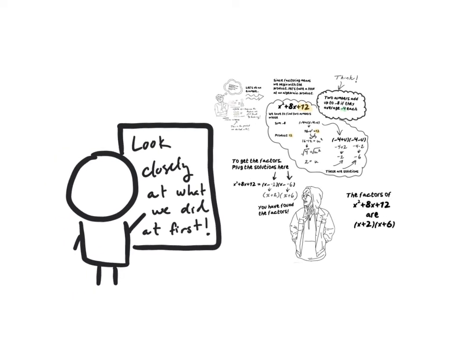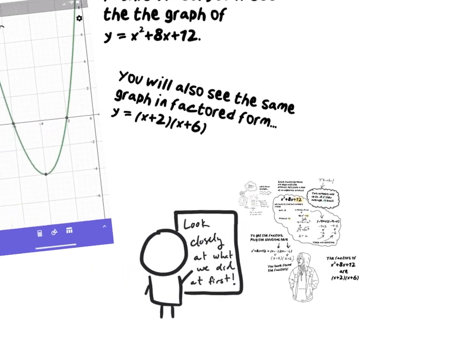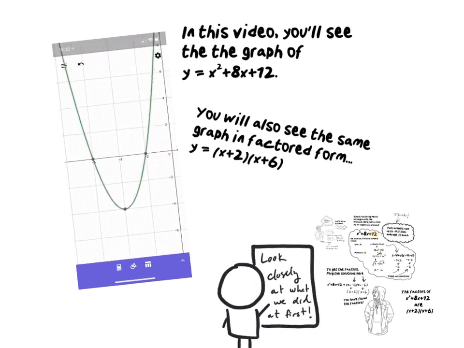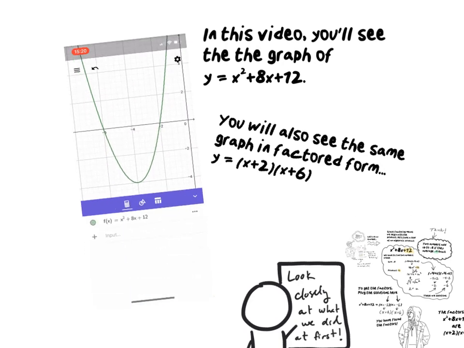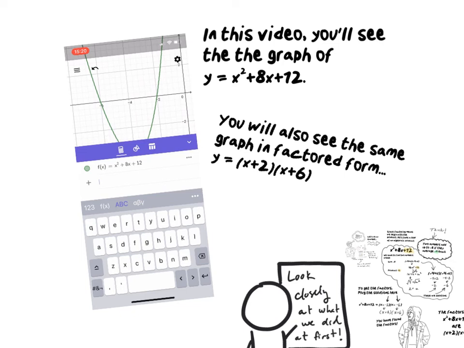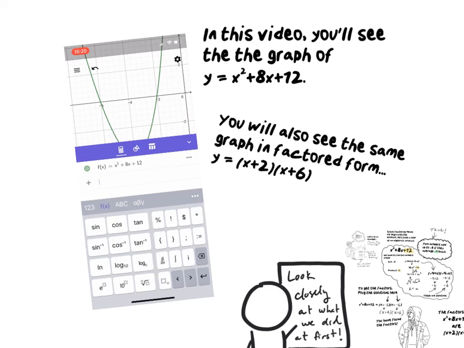Now let's take a look at what this looks like on a graph. In this video, you'll see the graph of x squared plus 8x plus 12. And look, the root says -6, 0, and the other one says -2, 0. And remember, -2 and -6 were my solutions. As you can see, I have it typed in: x squared plus 8x plus 12.